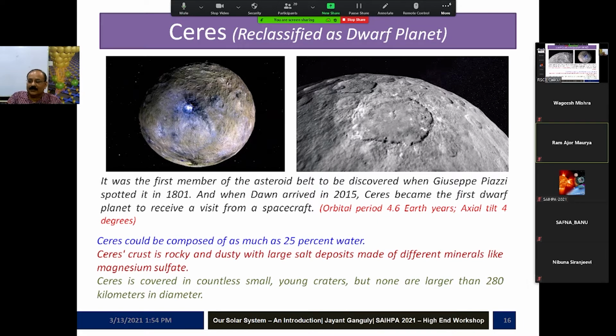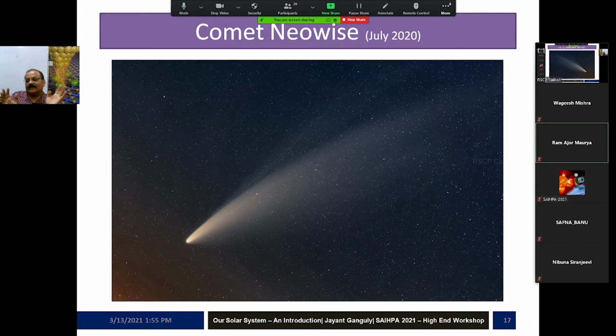It has a crust. We will be discussing that our Earth has an internal structure. How do we find out that? We will try to just briefly explain that. But then Ceres also has a rocky crust, with dusty, salty deposits of different materials like magnesium, and countless craters are present. So that was about one class of object which we call asteroids.